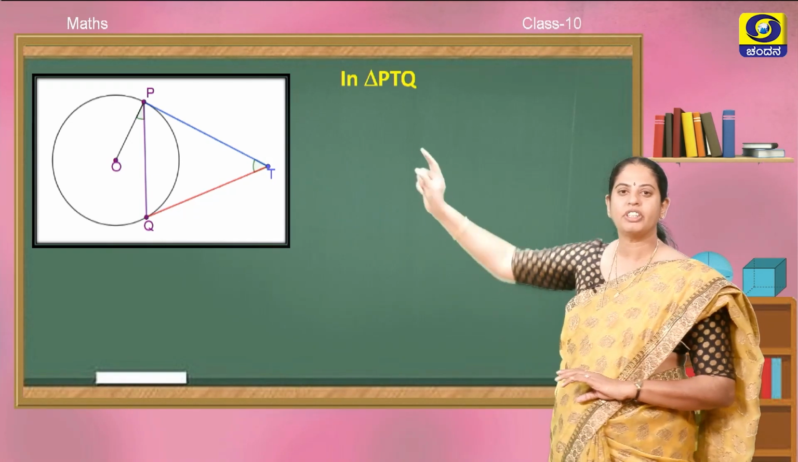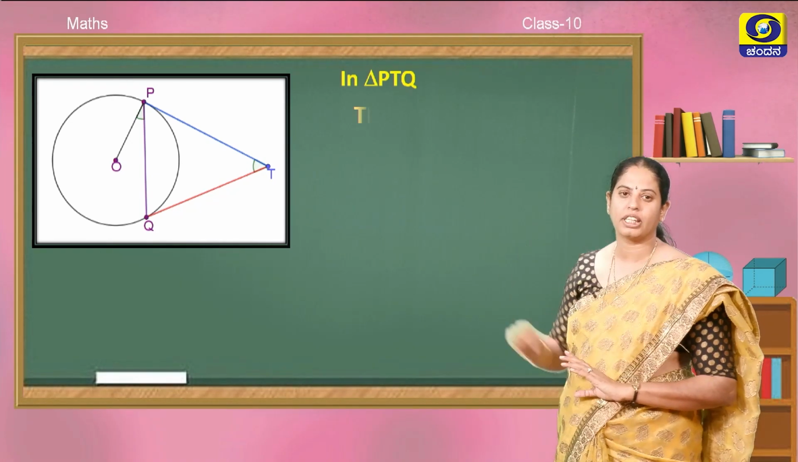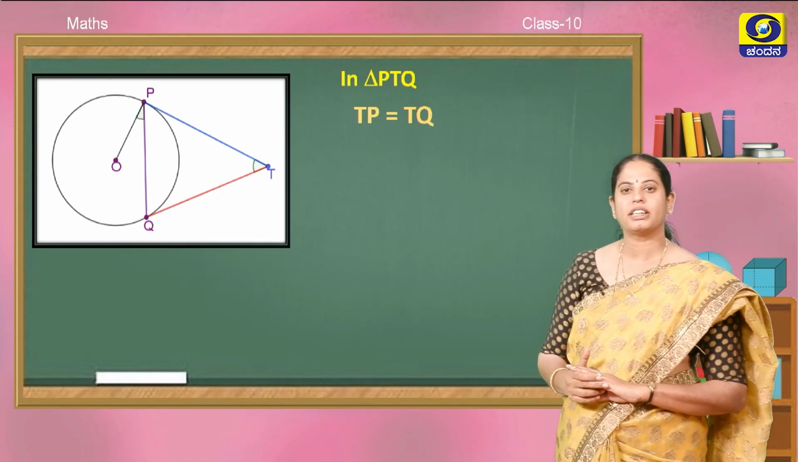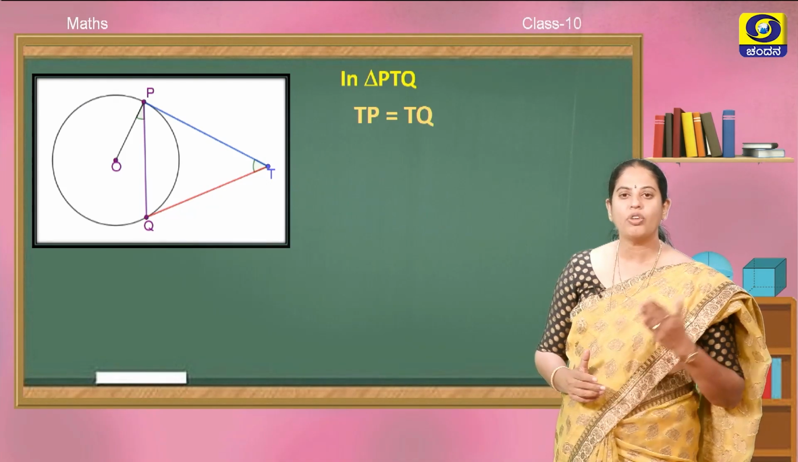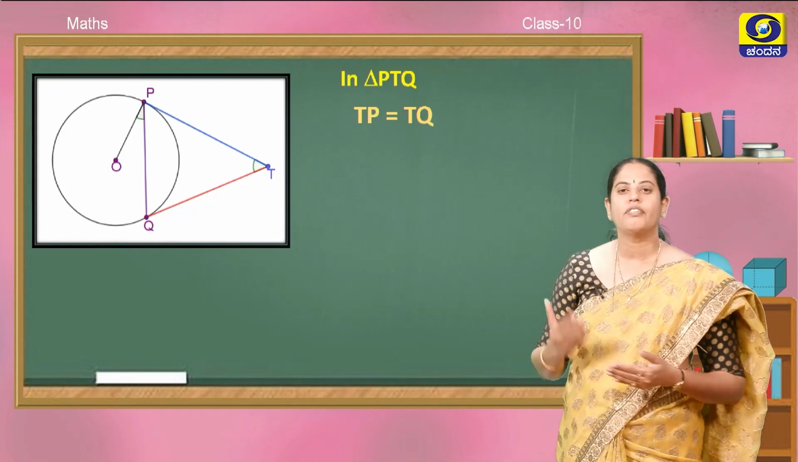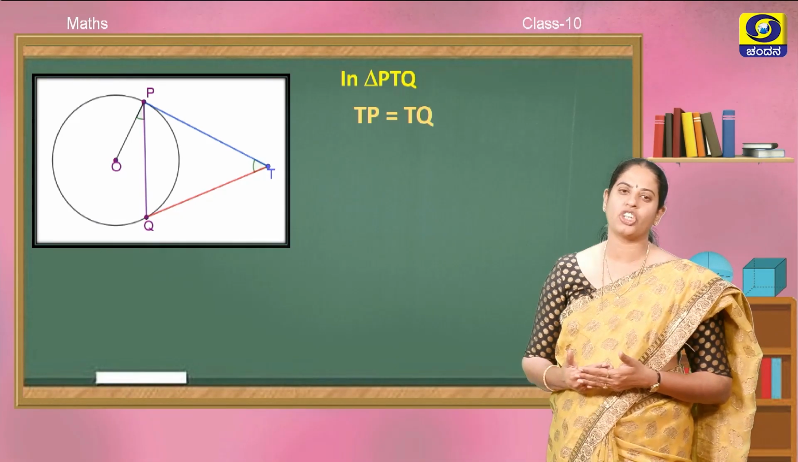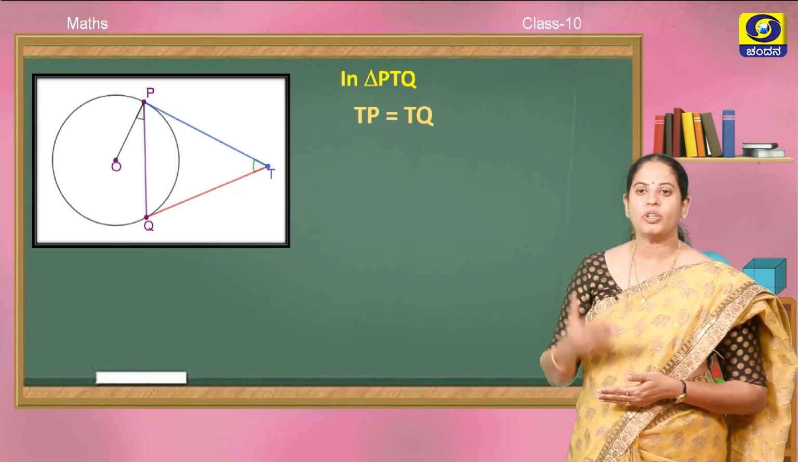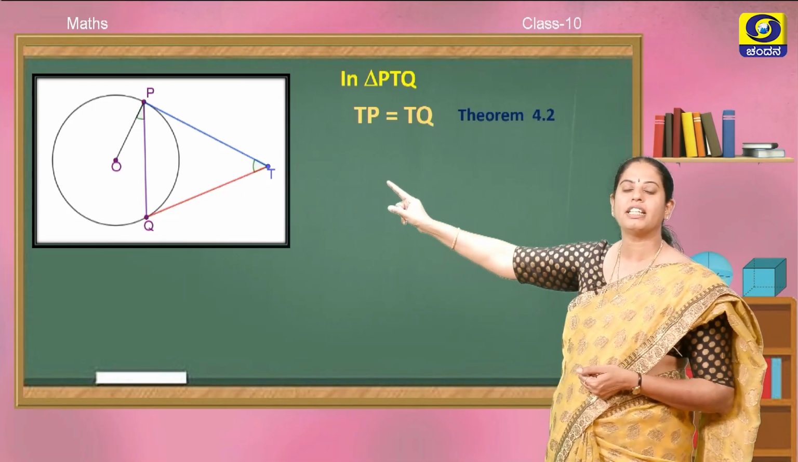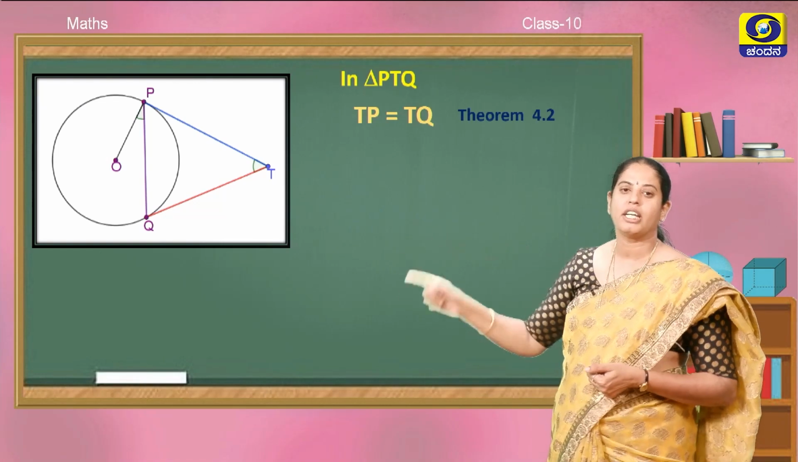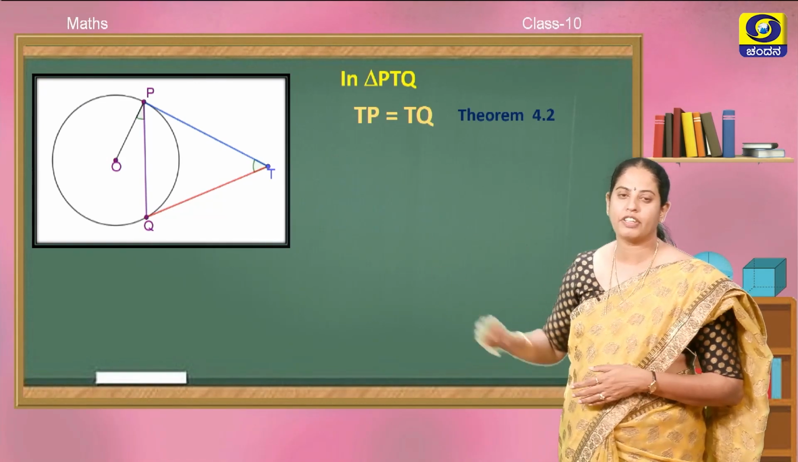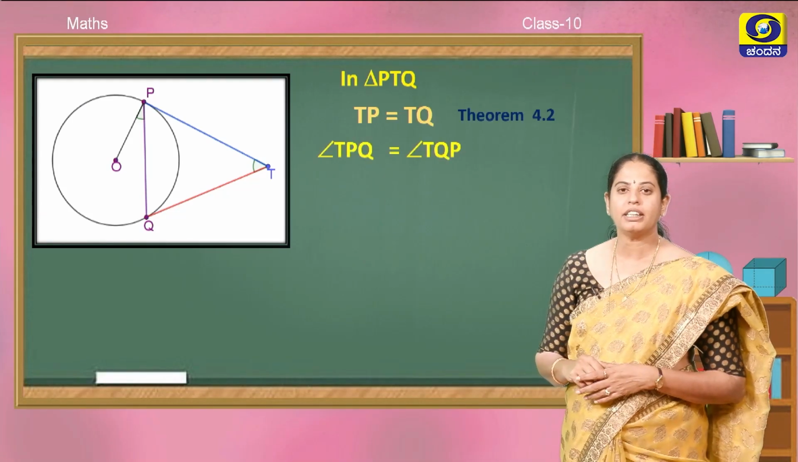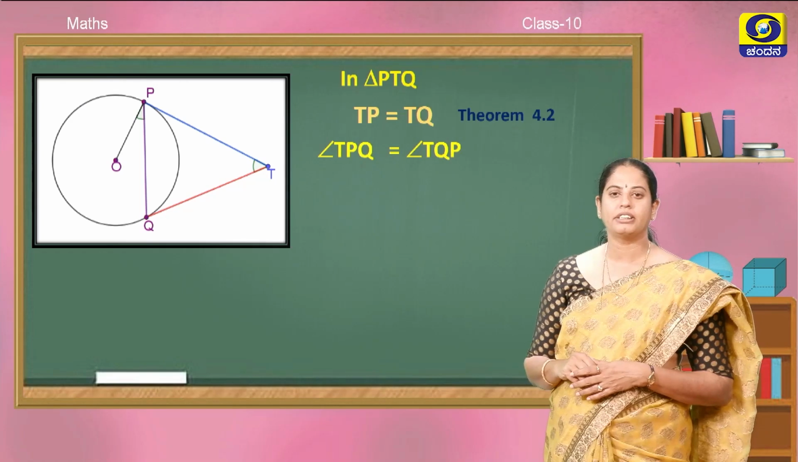Now observe in triangle PTQ, TP equals TQ. How did we come to that TP is equal to TQ? Just now in theorem 4.2 we have proved that the tangents drawn to the circle from an external point are equal. By using that concept, we are saying that TP equals TQ because TP and TQ are the tangents from the external point T to the circle O. Then angle TPQ is equal to angle TQP.